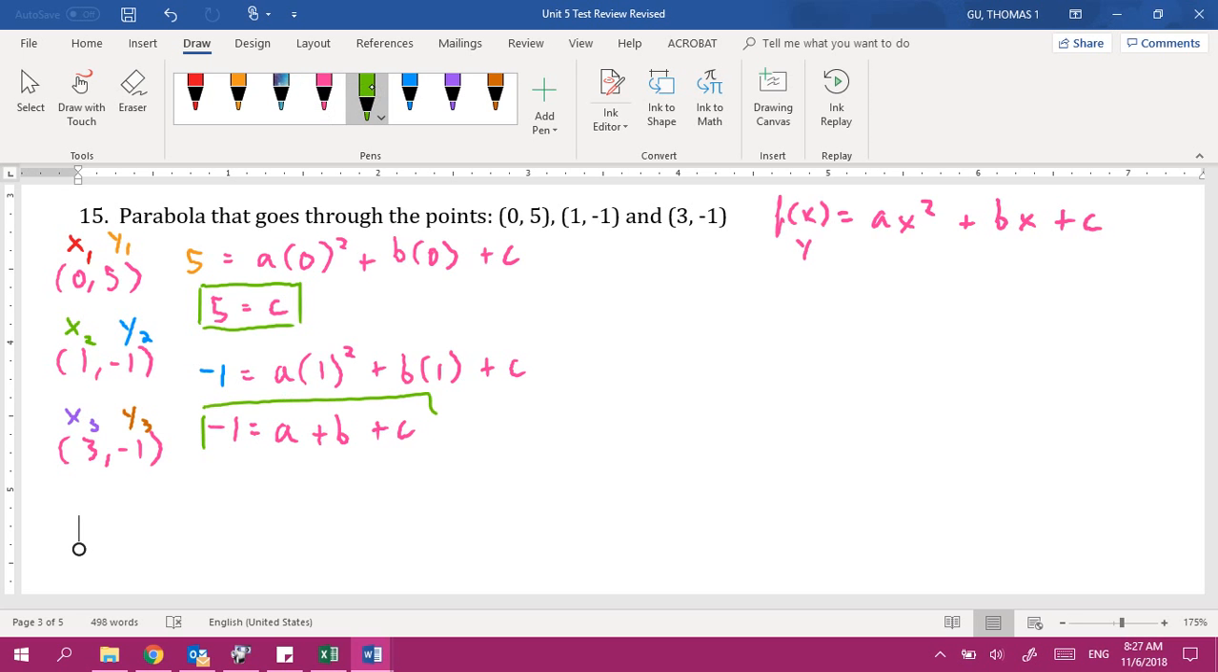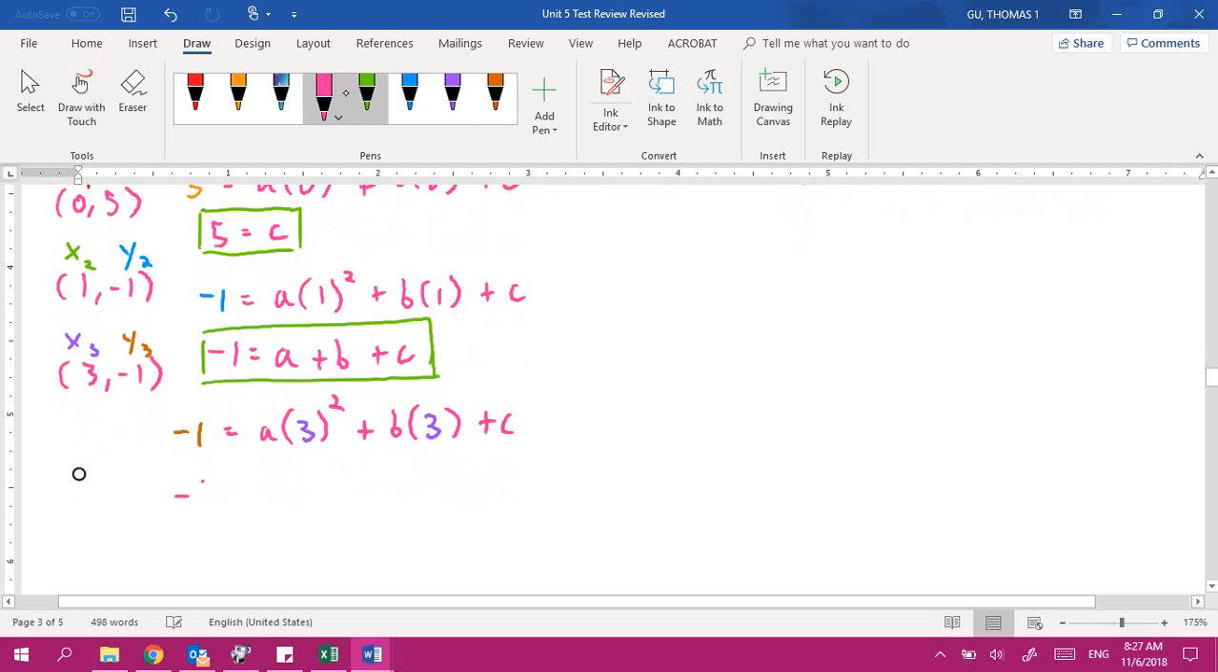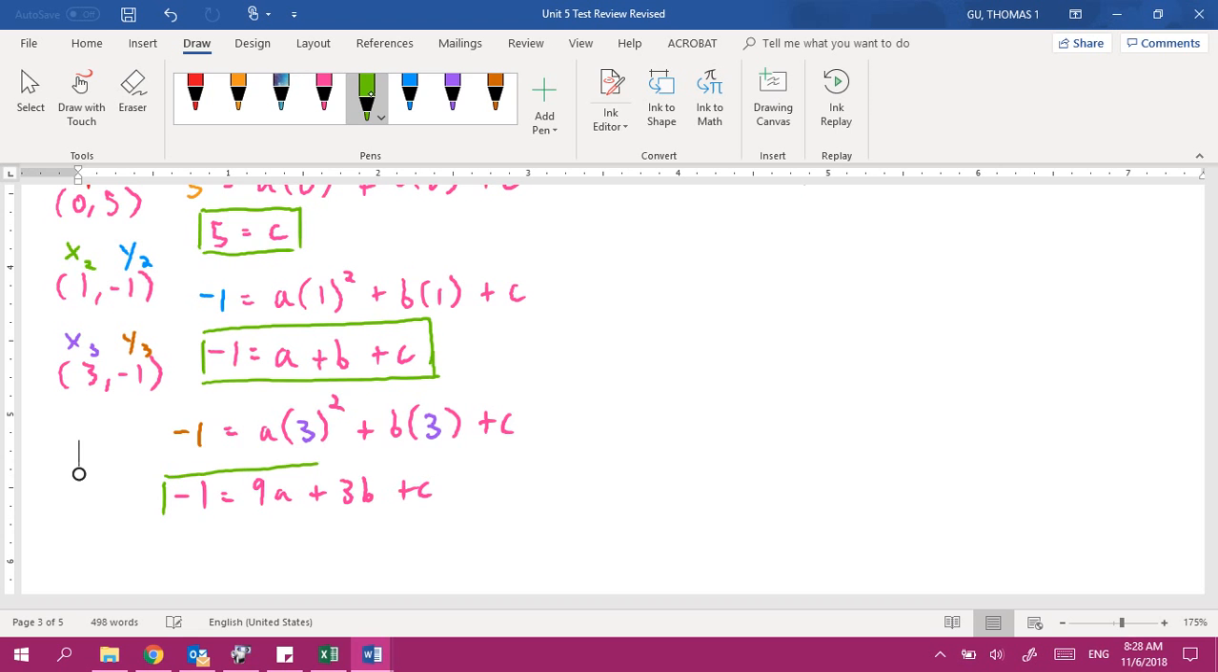Now I've got to do it for the third and final point. So my third point, the y value is -1, once again, equals, and this time it's going to be a times 3 squared, plus b times 3 plus c. That's right. All right, when we're simplifying this, though, -1 equals, what do I need to do first with this a times 3 squared value? Square the 3. If I square 3, what is that? 9. So that's like 9a then, right? So 9a plus 3b plus c, right? There are my 3 equations.